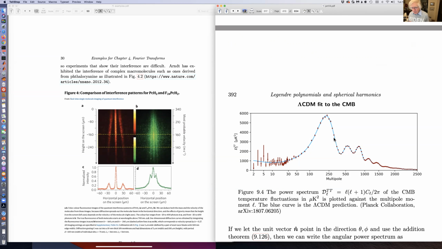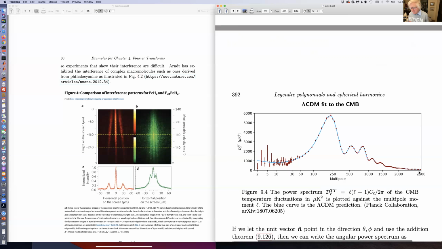And you can see that the errors increase as you go to the left. The reason for that is actually statistical in part, because as you go to the right, you've got smaller distances, higher L's, and as you go to the left, you have lower L's and larger distances. Remember, the P sub L for L equals 1 is just cosine theta, and so it's sensitive to the whole region of the whole sky.